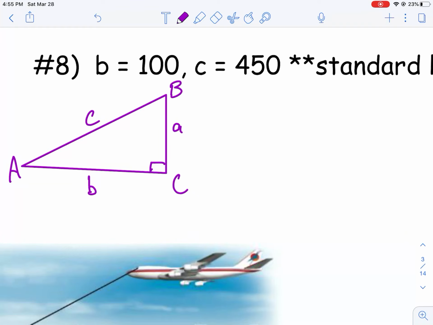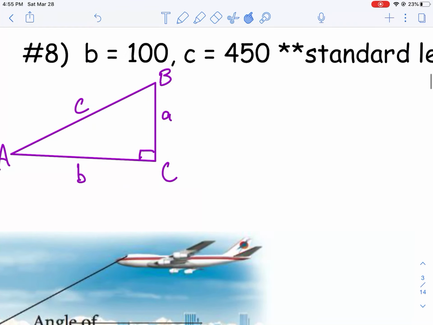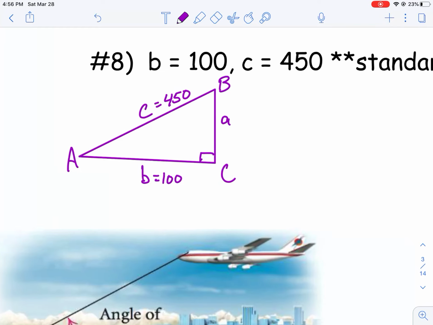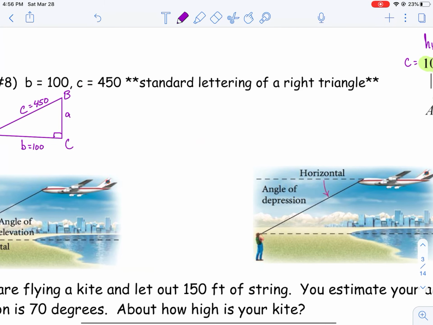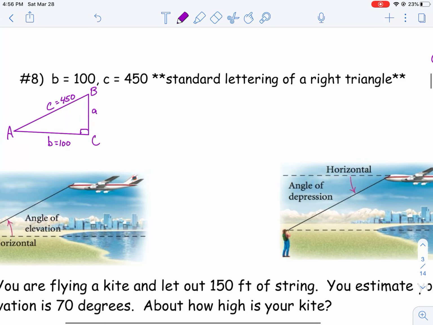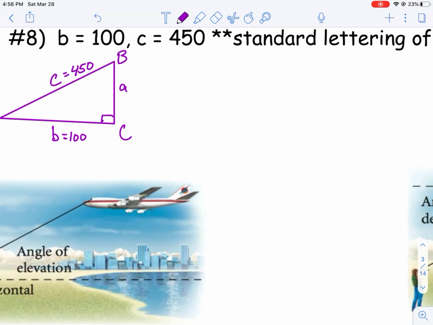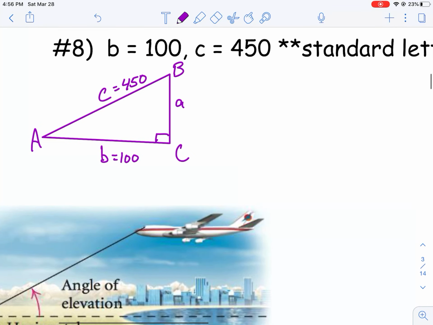I'm questioning that. It's not going to matter too much in the end whether you put A here or B here. I think there is a standard notation. I'm just not sure off the top of my head what it is. So we've got B is 100. We've got C is 450. We now need to solve. We know no angles. We don't know A. Where do you want to start? Go ahead and pause it. Try it on your own. I think you can do it.